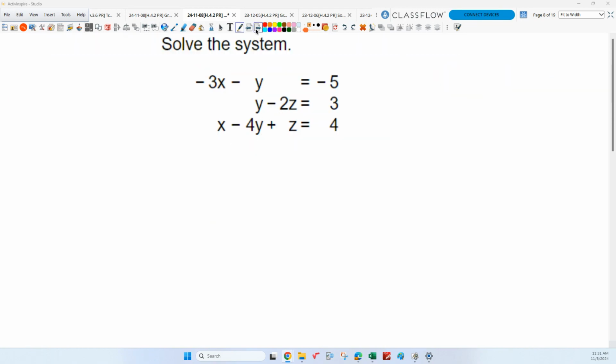This one is easier. Some coefficients are 0, and so it makes this one quite a bit shorter. Which variable do we want to eliminate? Actually, I'll tell you what, let's do it differently. How about if we do the bottom 2? Which variable could we eliminate from the bottom 2?